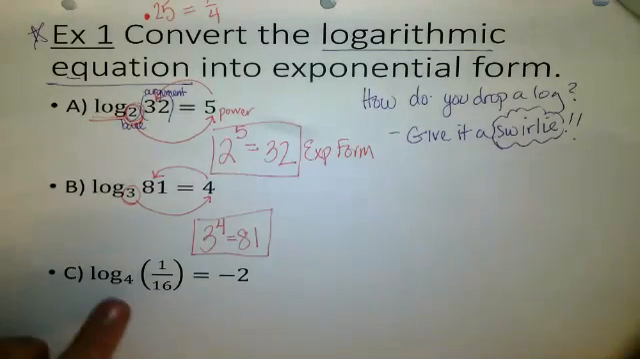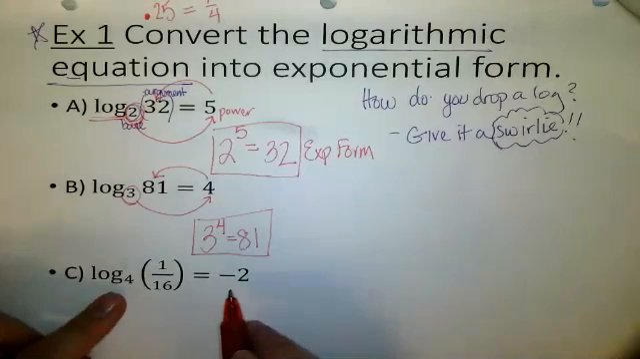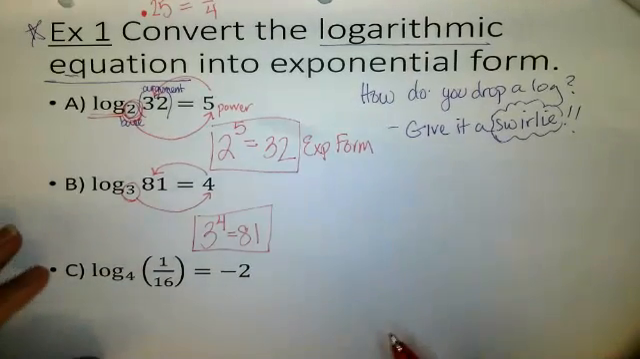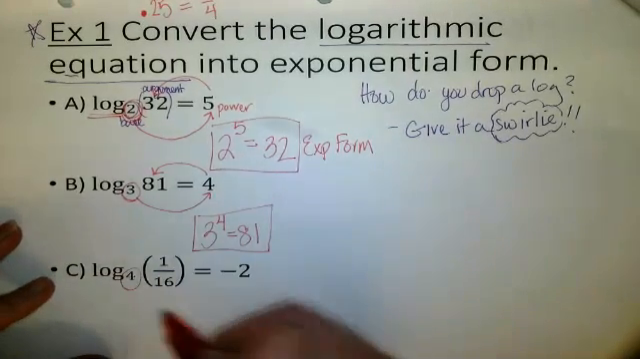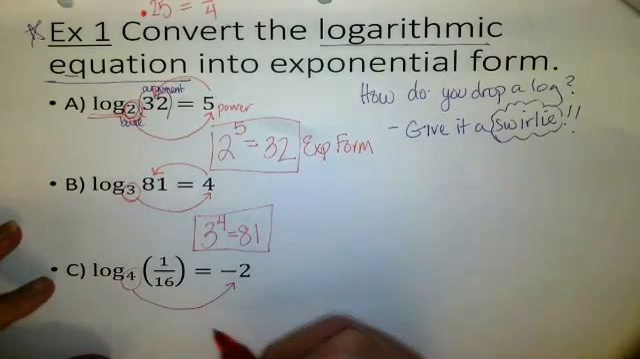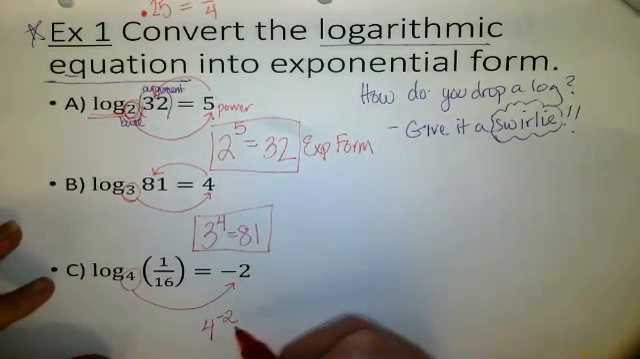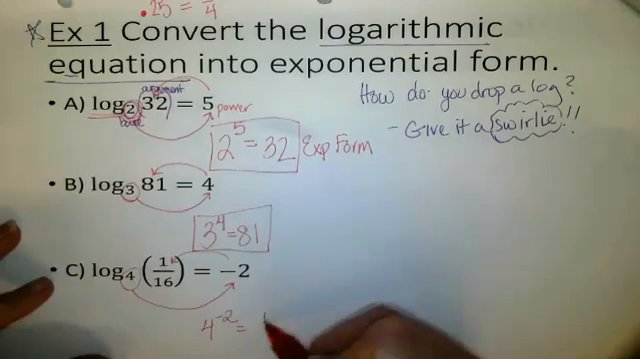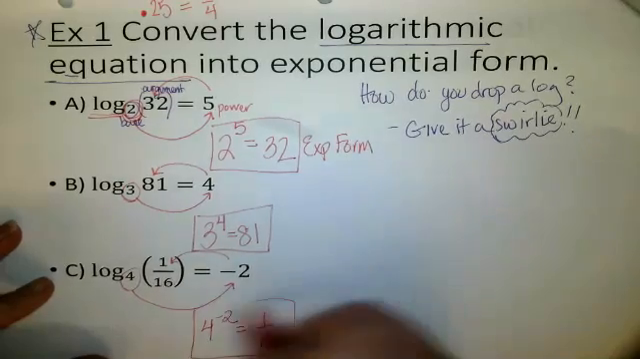All right, log base 4 of 1/16 equals -2. How do you drop a log? Give it a swirly. Start in the base. You pick up the power. 4 to the -2 power equals 1/16. Does it? Yes, it does.